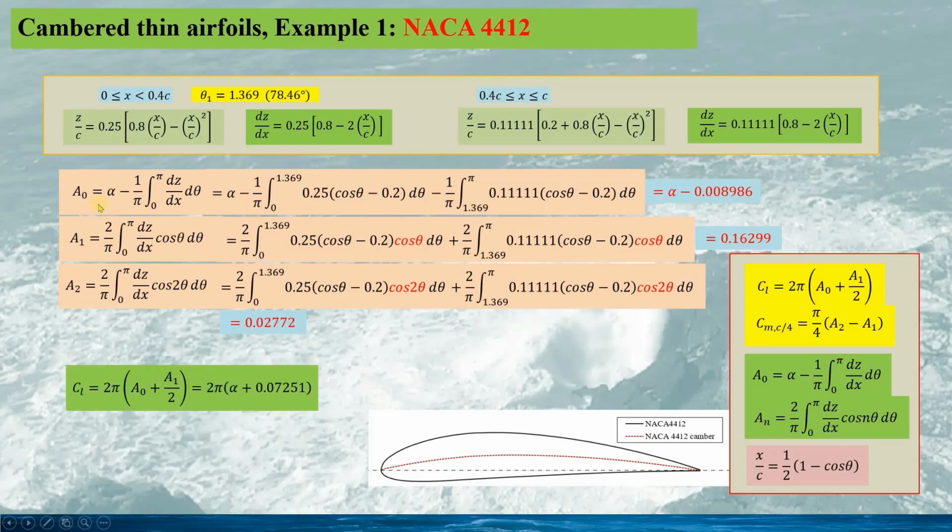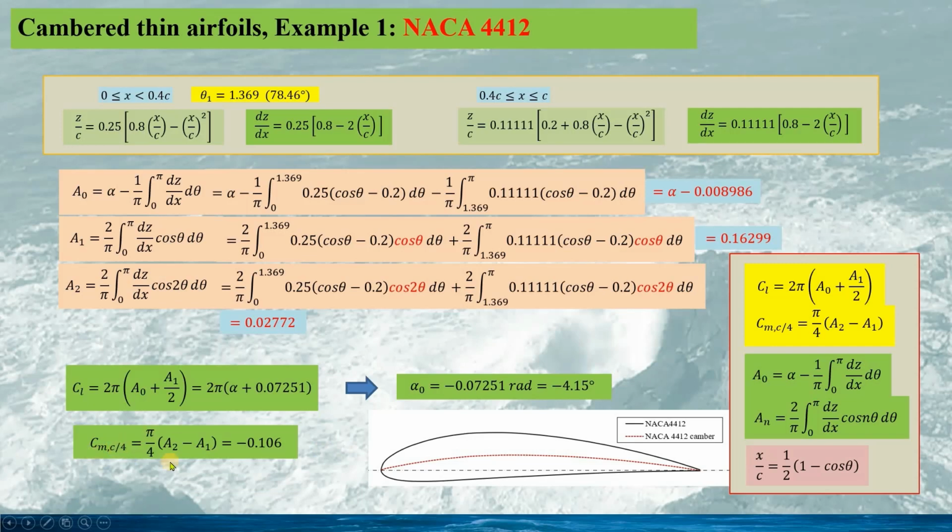Having obtained all coefficients, thus we can calculate the lift coefficient given by this, and we can obtain the angle of attack of zero lift, alpha 0, given by this, minus 4.15 degrees, and the moment coefficient is given by this, minus 0.106.